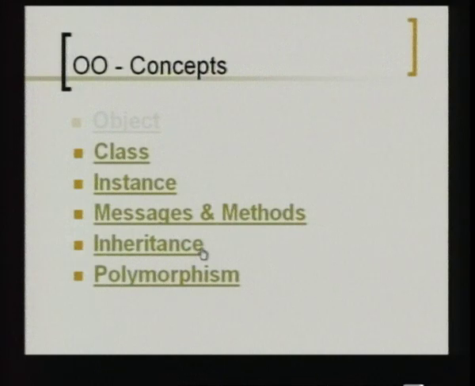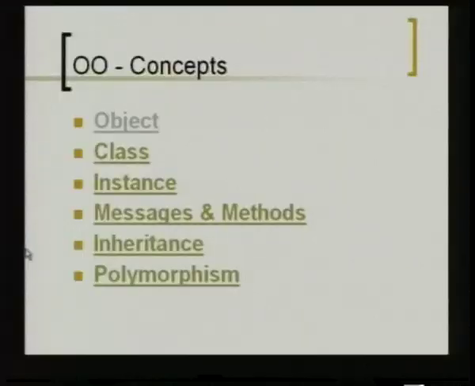Now, this is just a basic introduction. As we see the further concepts of OOP, you will be able to understand better what all other features are involved in this concept. So, first we have something called the object. You have the class, instance, messages and methods, which is nothing but the way of interactions, and two other advanced concepts of inheritance and polymorphism. So, in today's session we will be seeing the basic concepts of this object, class and so on.